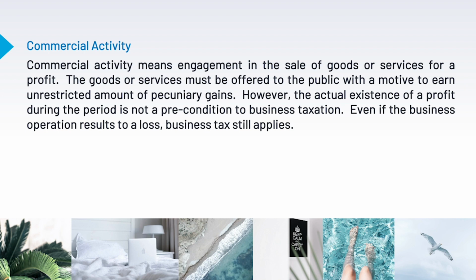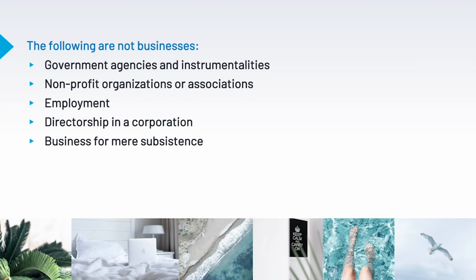So those are the elements of business, the habitual and commercial activity. The following are not businesses. So we discussed what activities are considered business. Now we will discuss examples that are not business. Number 1: government agencies and instrumentalities, non-profit organization or association, employment, directorship in a corporation, business for mere subsistence. So, of course, our government is not a business, and of course they regulate everything.